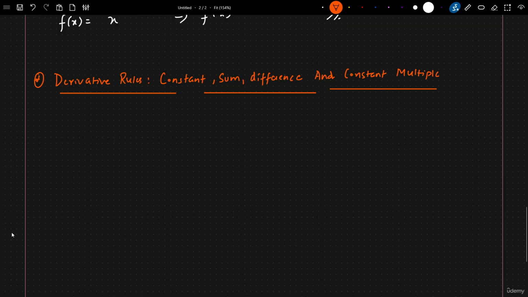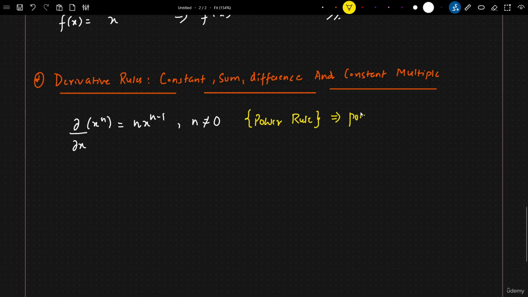Okay, so we have already seen that if I want to find the derivative of any function, let's say x to the power of n, it is nothing but n multiplied by x to the power of n minus 1, and here n should specifically not be equal to 0. This is based on the power rule, which gets applied on polynomial expressions or equations.